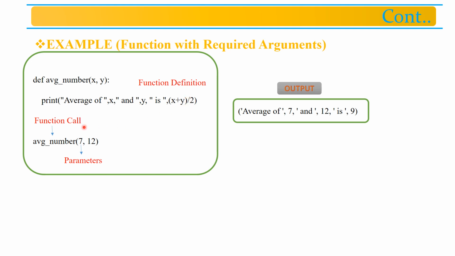When I call this function, the function name is avg_number. Here I am going to pass the x value as 7 and the y value as 12. These are the parameters. The function call is avg_number. When you pass these, it is 7 plus 12 divided by 2, so the answer is 9. The average of 7 and 12 is 9.